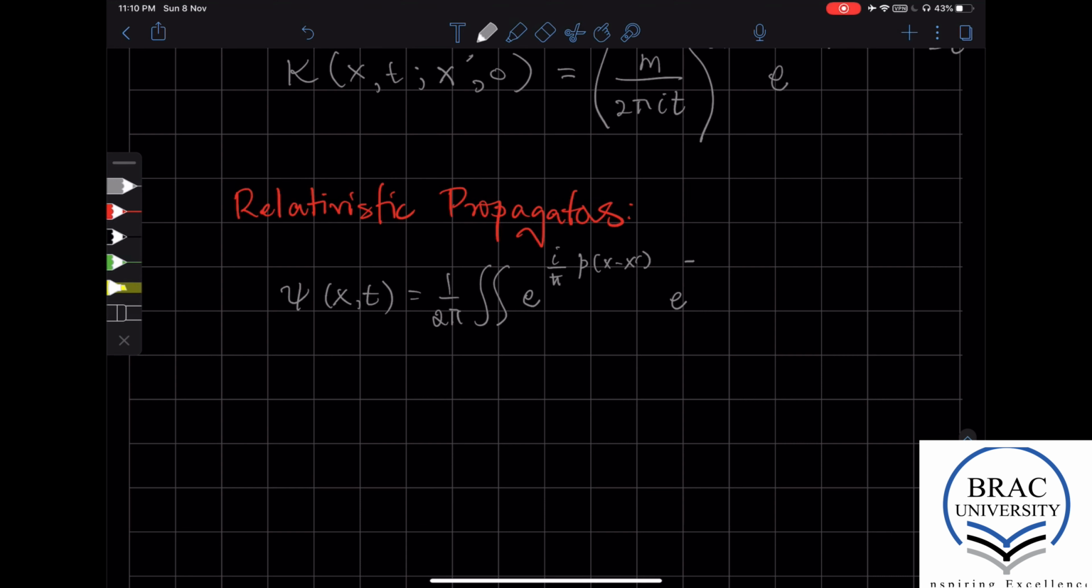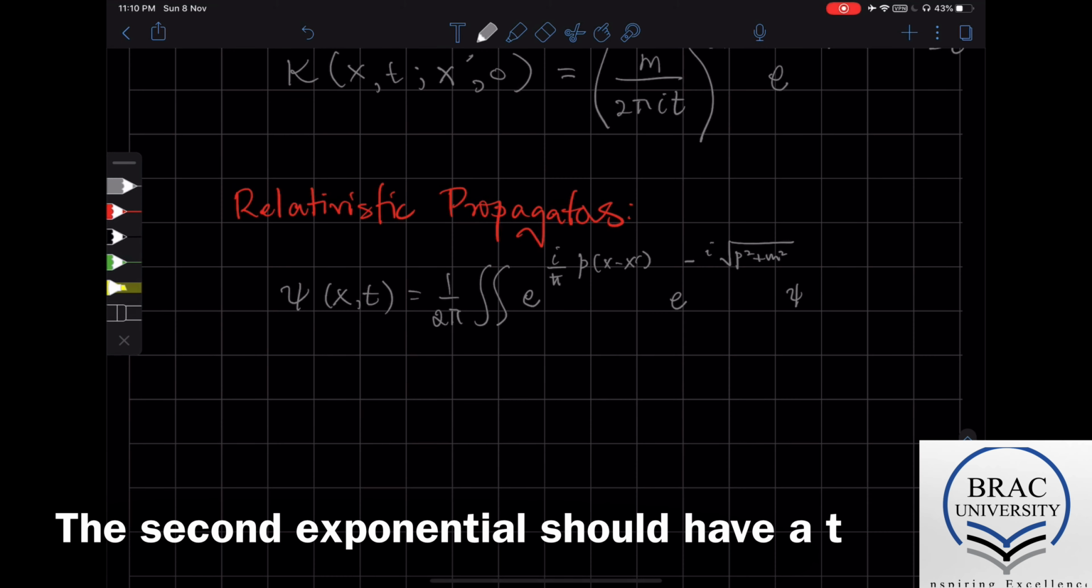So in the non-relativistic case, this was minus i p squared over 2m. But for the relativistic case, we can replace this by the kinetic energy of a free particle, which is given by the square root of p squared plus m squared. And then we have our initial wave function at time 0 and at x prime. And then we integrate everything over p and dx prime. So this is the formal expression for a possible relativistic propagator.